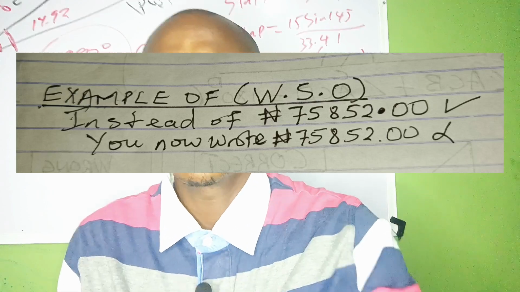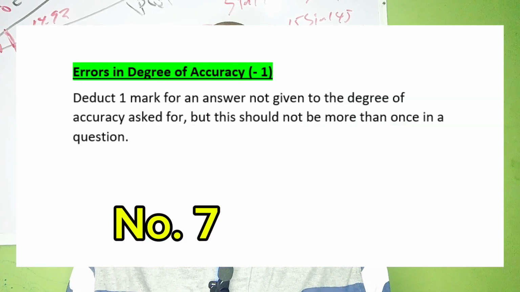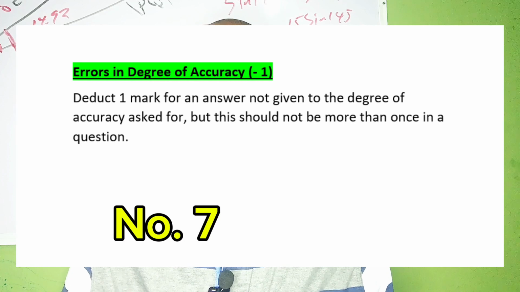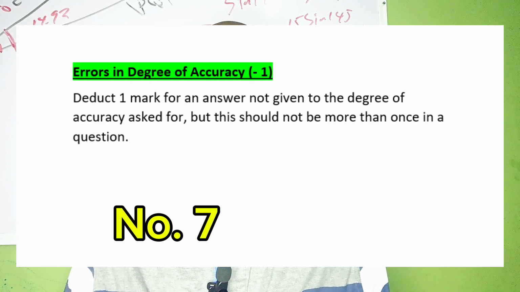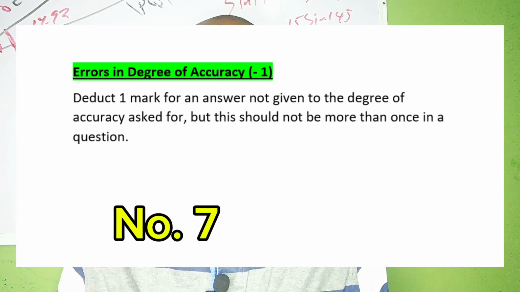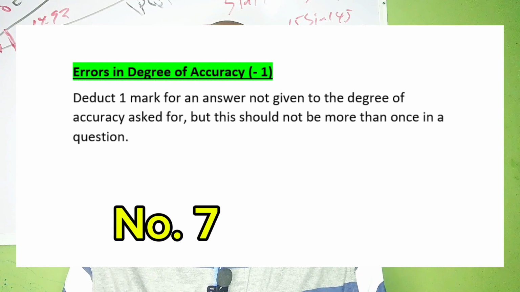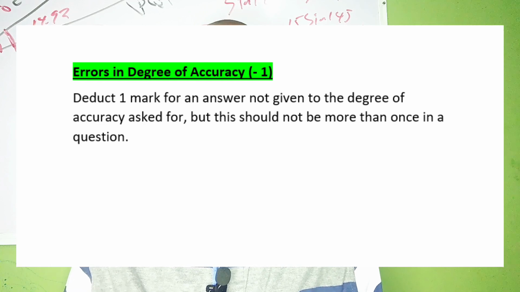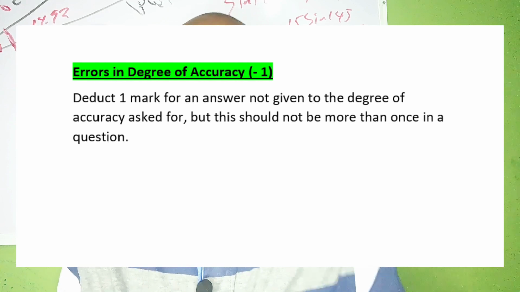So let's move over to number 7. Error in degree of accuracy attracts -1. Degree of accuracy most of the time comes either in decimal places or in significant figures. So deduct 1 mark for an answer not given to the degree of accuracy asked for, but this should not be more than once in a question. If they tell us to give the answer to 3 significant figures or 2 decimal places, and we give it to another one or we did not obey that, that will attract -1.